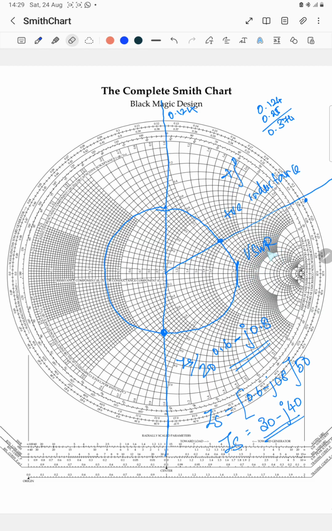So we can calculate the VSWR and input impedance easily by using this Smith chart. This is nothing but the graphical representation of the resistance circles and reactance circles. You should practice at home using the Smith chart. Okay, thank you.